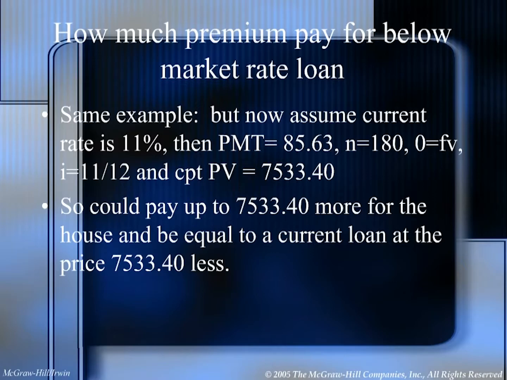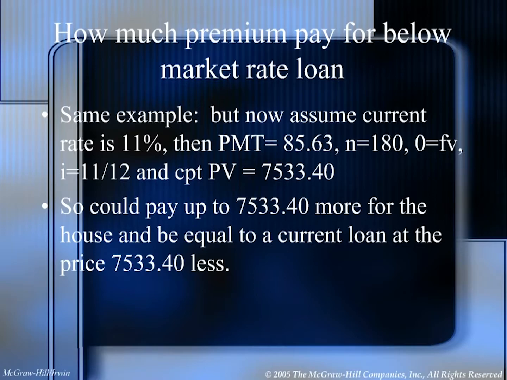So if we look at the same example, but now we assume that the current rate is 11%. We know that the payment difference between the assumable and the non-assumable for that amount is $85.63. We know there are going to be 180 payments of that, and then the loan would be fully amortized. And again, the current rate being 11%, so 11 divided by 12, and we compute the present value. And I'd say that assumable, below market loan is worth really $7,533.40. So you could pay up to that amount more.